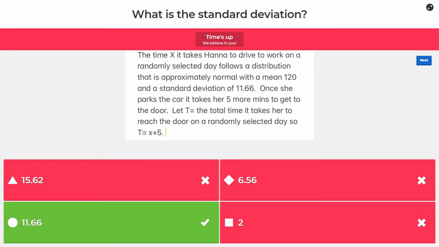For this one, you just look at the picture given, and it basically gives you the answer in that sentence, saying a standard deviation of 11.66, which you can infer to be your answer. Like I said previously, when adding, it doesn't affect the standard deviation, so the standard deviation would remain the same. And as you can see, 11.66 is in the answer. That's your answer.